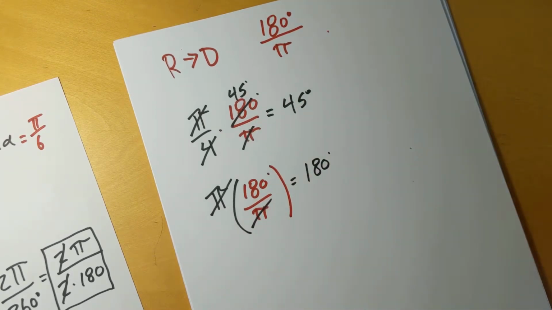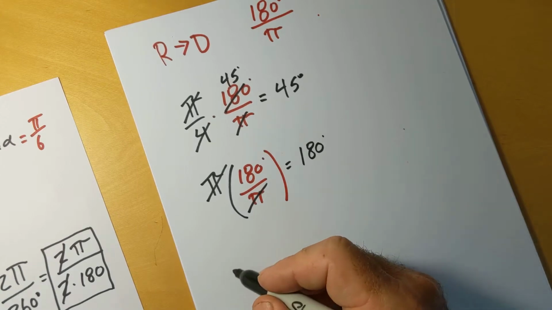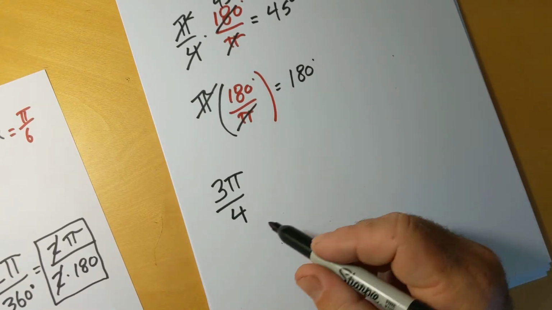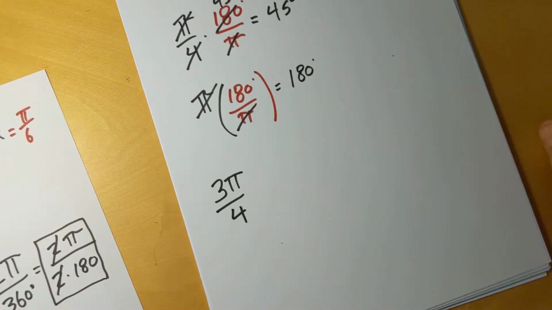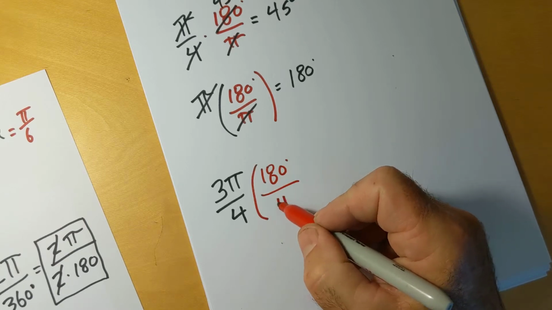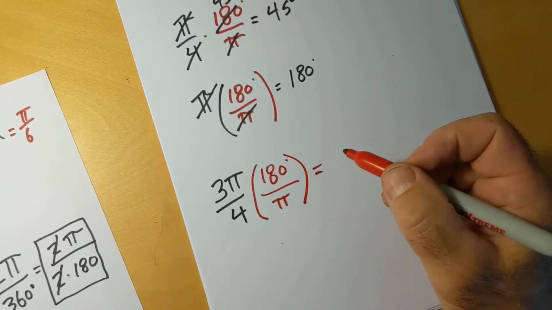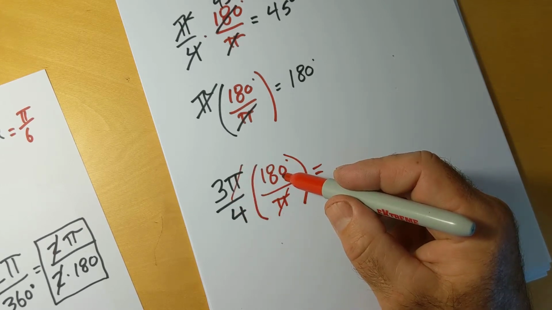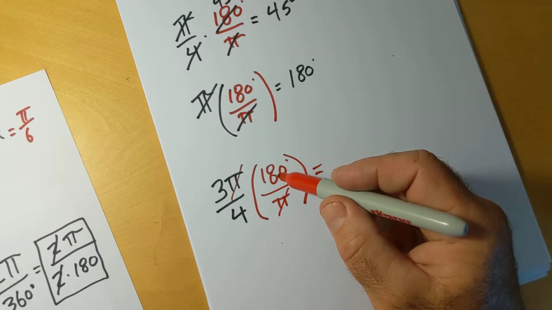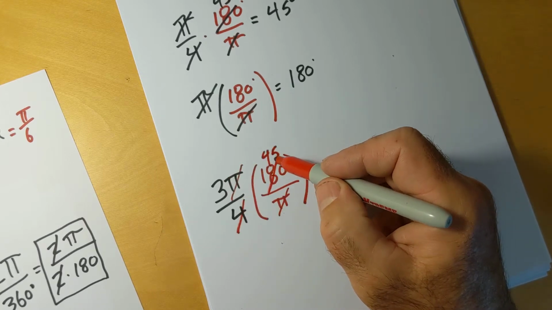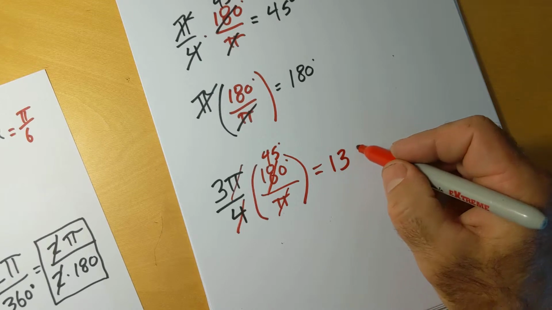Actually, why don't you do one really quick here? Let's say I have 3 pi over 4. If you want to pause the video and do that one, 3 pi over 4, convert that into degrees. Okay, so what you do, or hopefully what you did, is you multiply it by 180 degrees over pi. My pi's will cancel. 4 will go into 180 45 times. 45 times 3, right? 45 times 3 is 135 degrees.